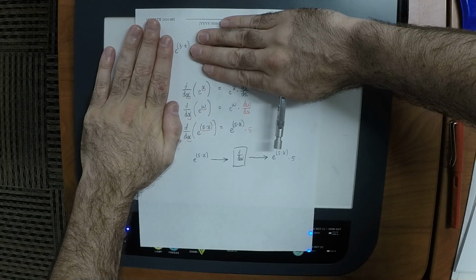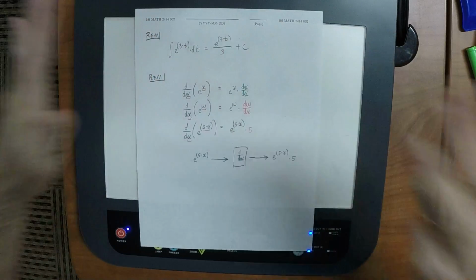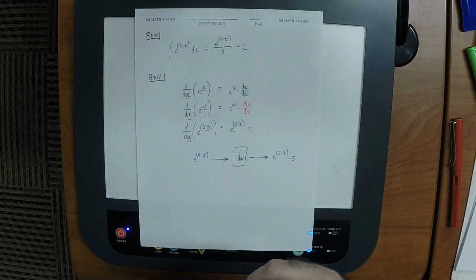Exponential of 3t multiplied by 3 for the chain rule. So you follow it up with a multiply by 3 because that's what the chain rule says. So the chain rule says multiply by 3. What about the anti-chain? What about the anti-chain rule? Divide by 3.